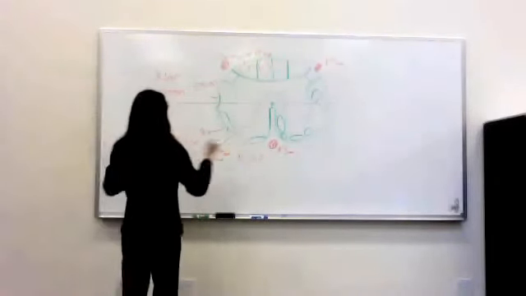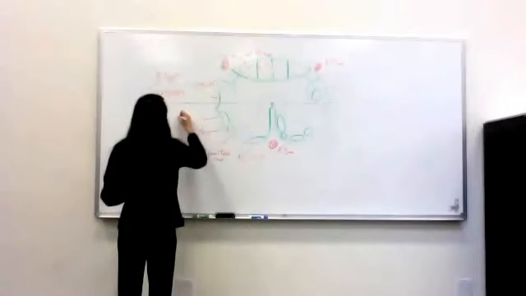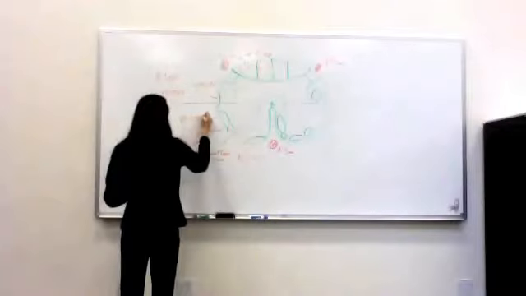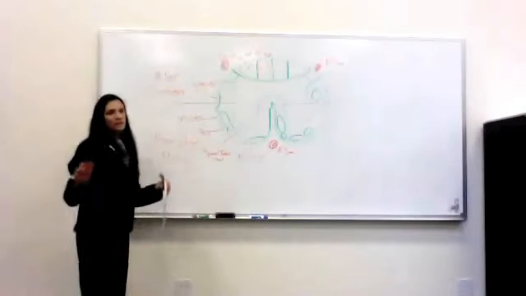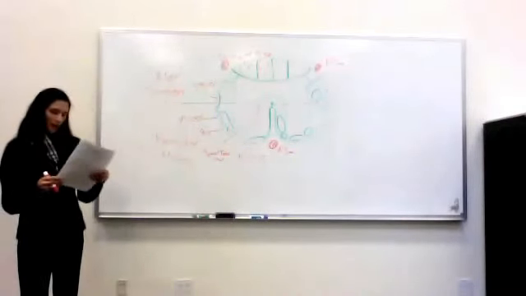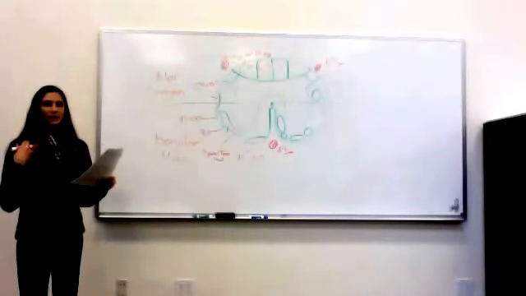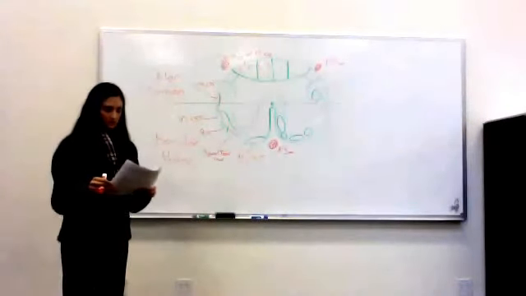And your anterior or your ventral spinocerebellar tract is going to pretty much be the same thing. It's also unconscious proprioception, but this is going to be for the trunk and upper and lower extremities.